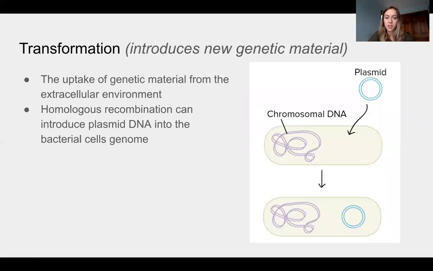The transformation, this is not super common and it's pretty low yield, but I just wanted to include it so you're familiar with it. So it's the uptake of genetic material from the extracellular environment. So basically like a plasmid, if that enters a cell, then homologous recombination can introduce that into the bacterial cell's genome. We'll talk a lot more about DNA and recombination and things like that in a couple of weeks.